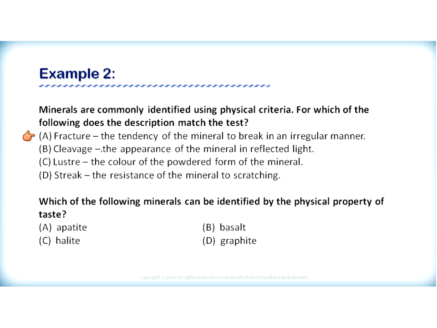Next question reads, which of the following minerals can be identified by its physical property of taste? Taste is a very distinct property and can only be applied to a very limited number of minerals. Our choices are apatite, basalt, which is not a mineral, it's a volcanic rock, halite, and graphite. The answer to this question is C. Halite is rock salt, and if you taste rock salt, it would have a salty taste. So halite can be identified by using the physical property of taste.